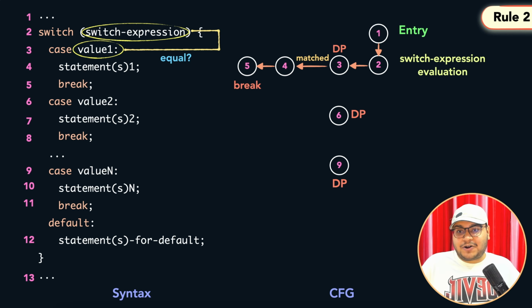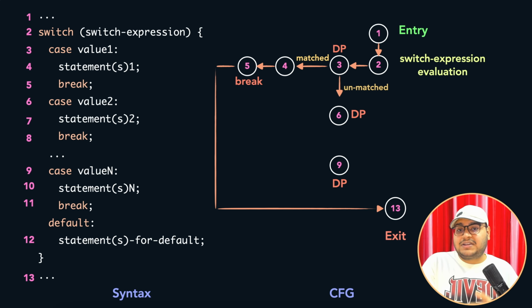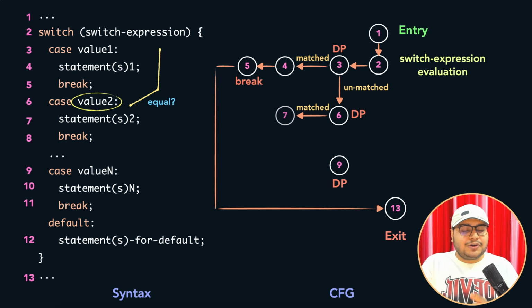If a match is found, the statements starting from that case are executed until a break statement or the end of the switch block is reached. For example, if the match happens at node 4, we execute the block and exit at node 5 when we encounter a break. If the first case does not match, we simply move to the next case and check again. If value 2 matches the switch expression, we follow the same rule, execute the statements, and exit on encountering the break.